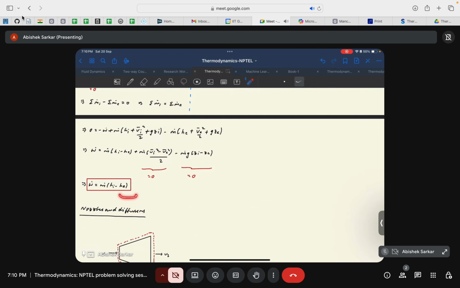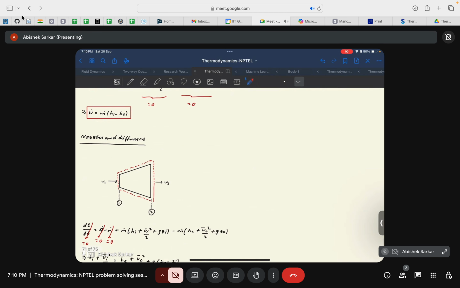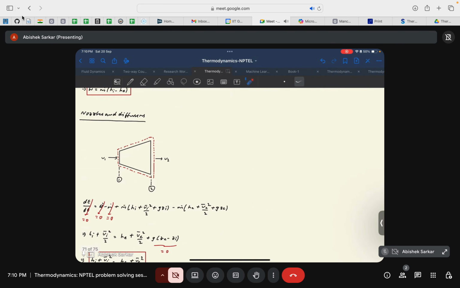So this is the steady flow energy equation for your rotary devices, that is turbines and compressors. So now we are again left with nozzles and diffusers. You may ask, is it always the case that this kinetic energy and potential energy, all these terms are negligible? So that's your counter argument, that is these nozzles and diffusers.